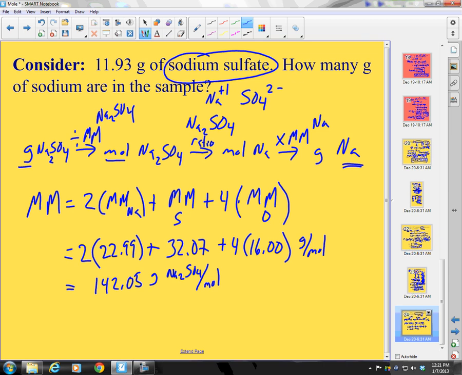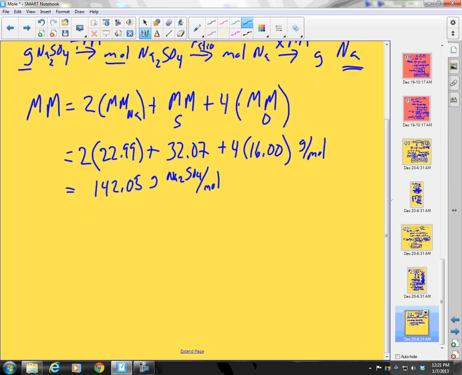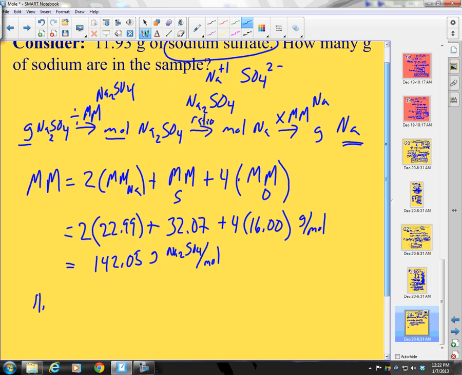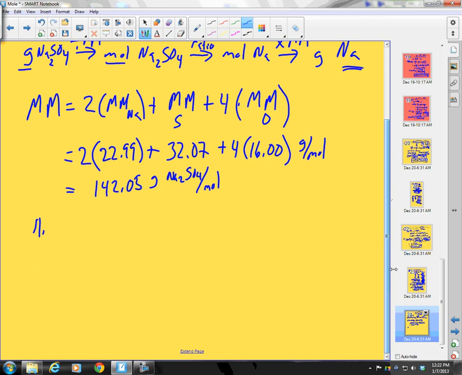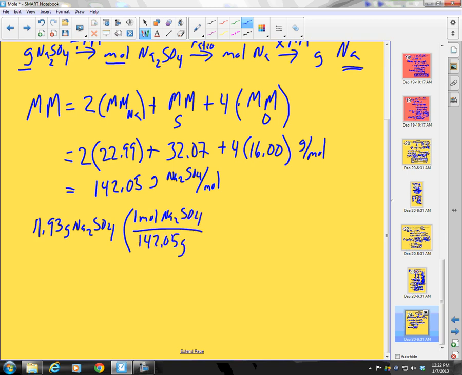Okay, let's work it. I can do it now. Are you ready? So I start with 11.93 grams of sodium sulfate times what? 1 mole of sodium sulfate per 142.05 grams of sodium sulfate. Cool, right? So my grams of sodium sulfate cancel. I have moles of sodium sulfate.